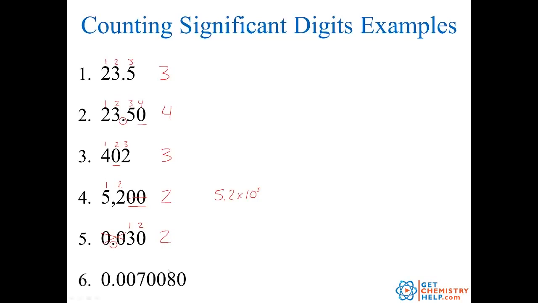Okay, let's do one more and wrap it up. How about 0.0070080? Okay, well, zeros in the front are never significant, so we can not count these. We know these zeros that are sandwiched in the middle of the 7 and the 8 are significant. But how about this 0 on the end? Well, the rule says it is significant if there's a decimal anywhere in the number. Oh, and here it is right here. So yeah, this 0 is significant, so that would be 5 significant figures.